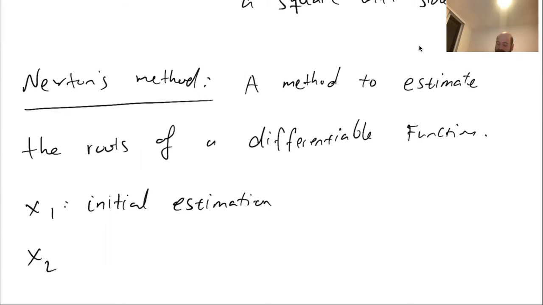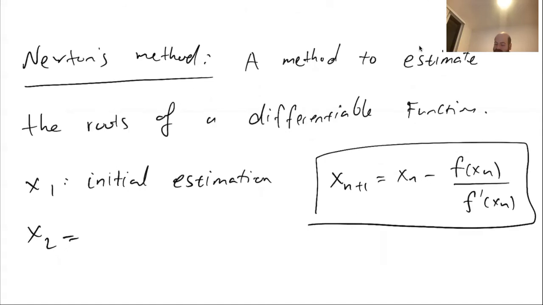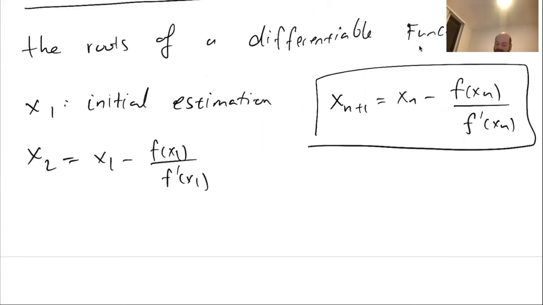Then we can find x2. We have a formula called Newton's method formula, which says x_{n+1} equals x_n minus f of x_n divided by f prime of x_n. So if you use this formula, then we have x2 equals x1 minus f of x1 over f prime of x1. And once you find x2, x3 will be x2 minus f of x2 over f prime of x2, and so on.